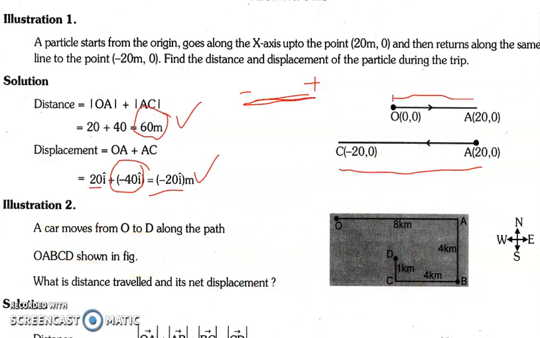A car moves from O to D in this way. What is the distance traveled and the net displacement? For calculating the distance, you will simply add this 8 plus 4 plus 4 plus 1. Then for calculating the displacement, you have to find this distance, and for finding this distance you need to find these two distances. If this is 8, this would be 4, and if this is 1, this would be 3. When we apply the Pythagoras theorem, since this becomes a right angle triangle, it will be 5.